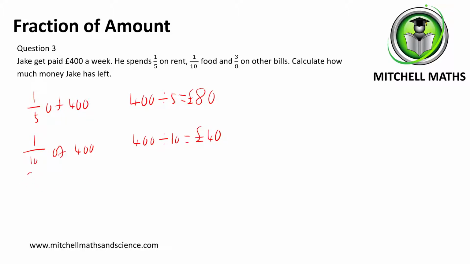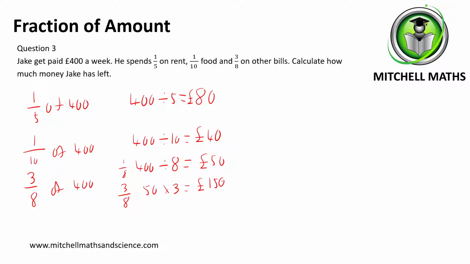And then we need to find 3/8 of 400. We're first going to find an eighth, which is 400 divided by 8. Well, 400 divided by 8 will get us 50. And then to get 3/8, we need to times 50 by 3. Because if we know an eighth is 50, we know 3/8 is 3 times that, which is 150.